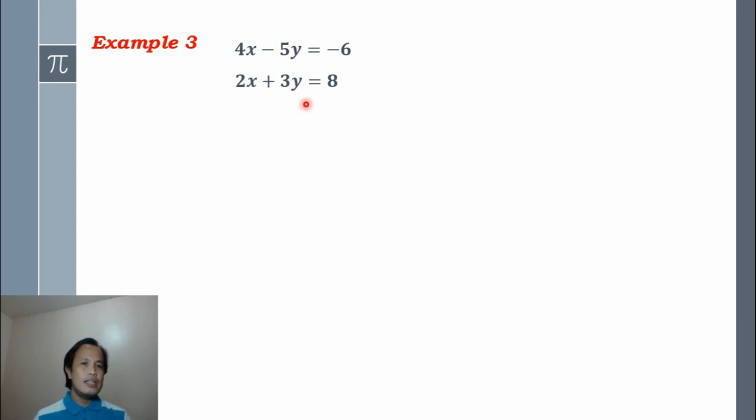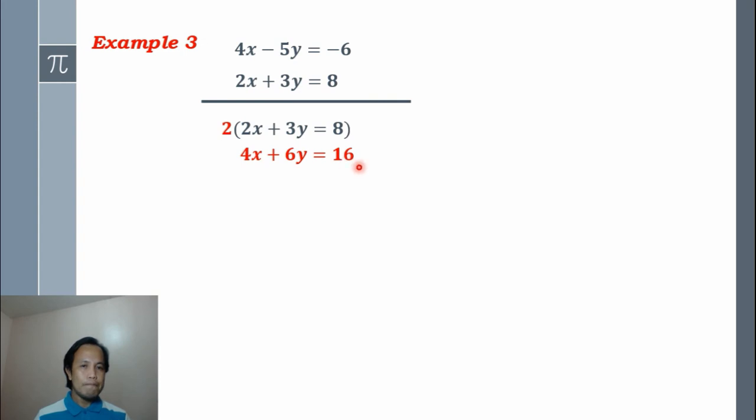In this case, since the numerical coefficients are not similar, we would manipulate equation 2 in such a way that will give us a similar numerical coefficient with equation 1. So what we need to do is simply multiply equation 2 by 2, so that 2 times 2x would give us 4x, which is the same as in equation 1. So 2 times 2x is 4x, 2 times 3y is 6y, and 2 times 8 is 16. This is now our new second equation.